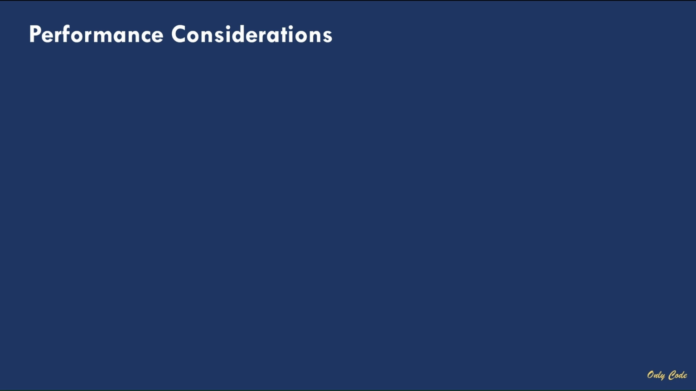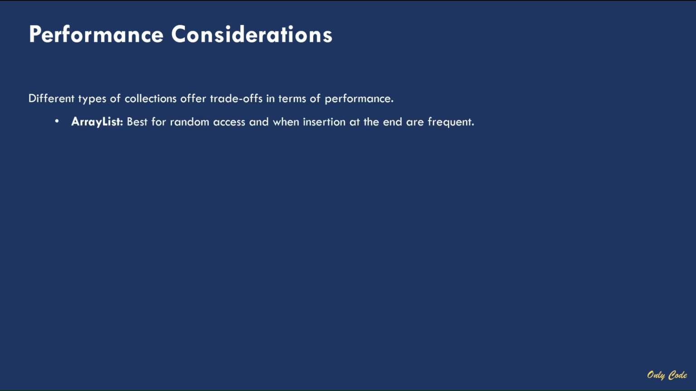Performance considerations. When choosing the right collection for your program, performance considerations play a crucial role. Different types of collections offer different trade-offs in terms of performance, so you should choose the right collection based on your needs. ArrayList is great for situations where you need fast random access and frequent insertions at the end of the list. However, inserting or removing elements from the middle or beginning is slower due to the need to shift elements.